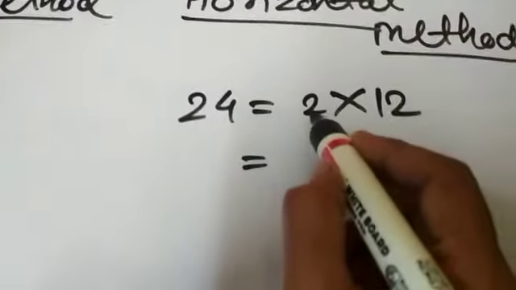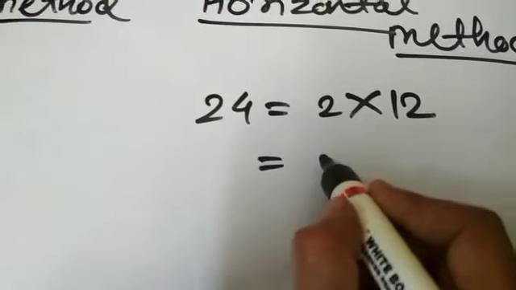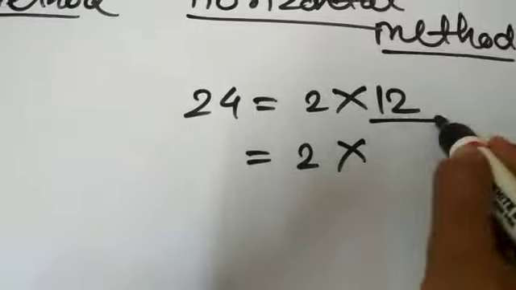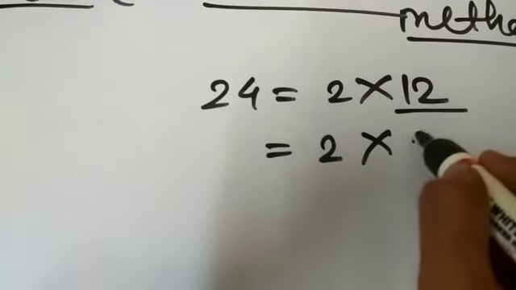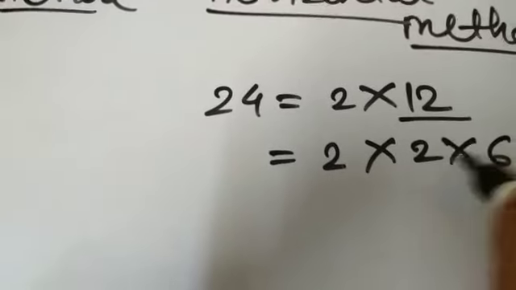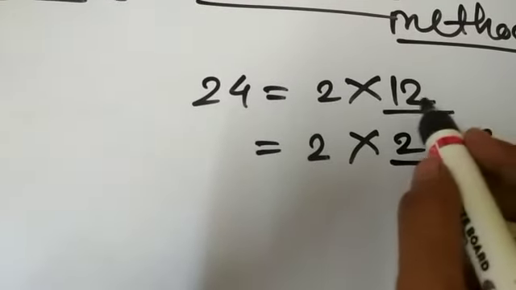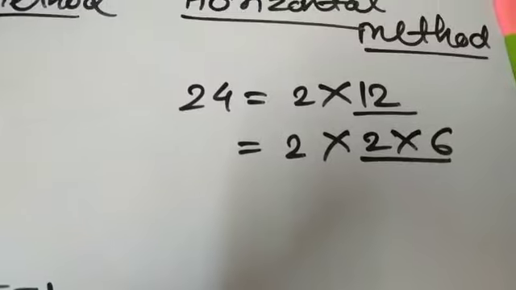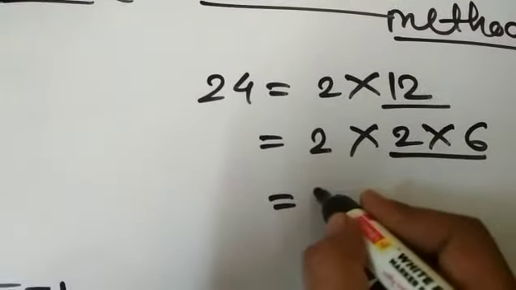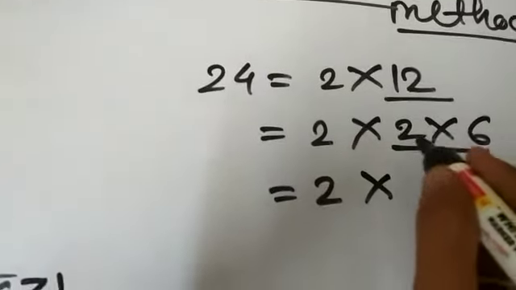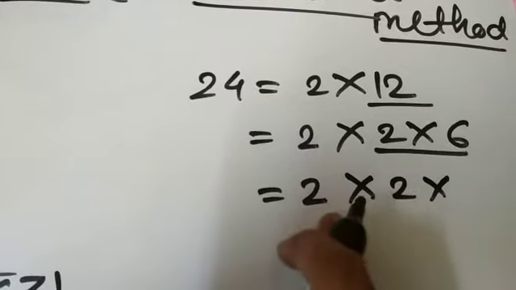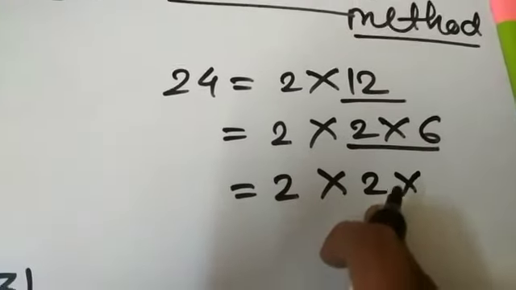Now I cannot factorize the 2 more because 2 is already a prime number, so I will keep this one 2 as it is. But I can factorize the 12. I can write 12 as 4 3s are 12, or 6 2s are 12. These are the factors of the 12. Now in the next step, this one 2 is carried out as it is. This one 2 is also carried out as it is, because these 2 are already prime numbers. We cannot split them more.